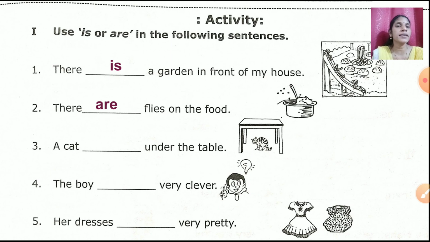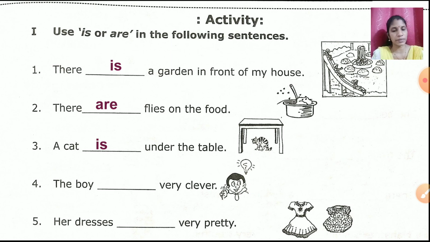A cat under the table. Again you can see a cat. A cat means what? Only one. You can see the picture also. Here under the table there is only one cat. So, a cat is under the table.